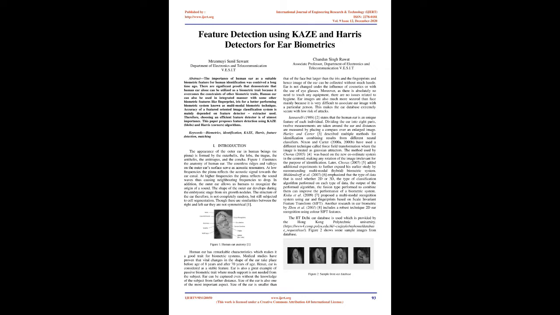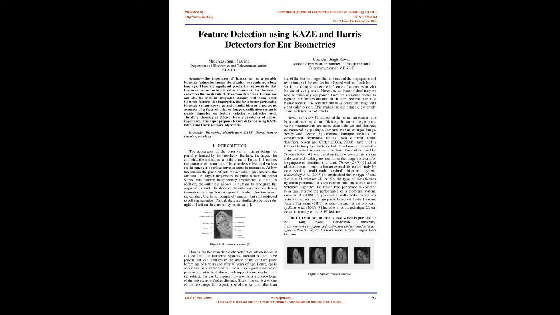The human ear can also be used in an integrated manner with other biometric features like fingerprint and iris for a better performing biometric system known as the multi-modal biometric technique. The accuracy of a feature-oriented image classification system is mainly dependent on the feature detector and extractor used. Therefore, choosing an efficient feature detector is of utmost importance. This paper proposes feature detection using Kaze (blobs) and Harris (corners) algorithms. Keywords: biometrics, identification, Kaze, Harris, feature detection, matching.